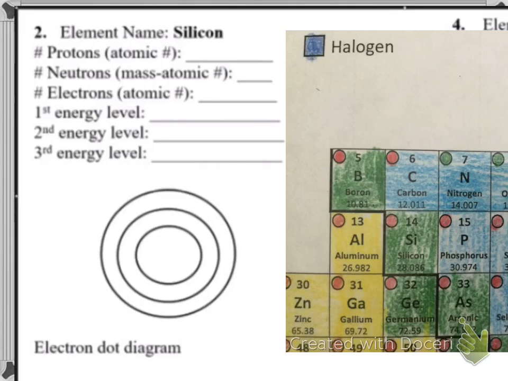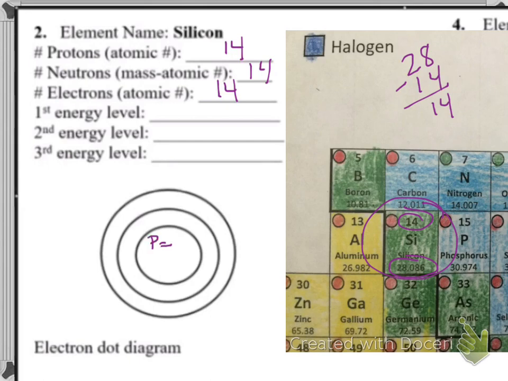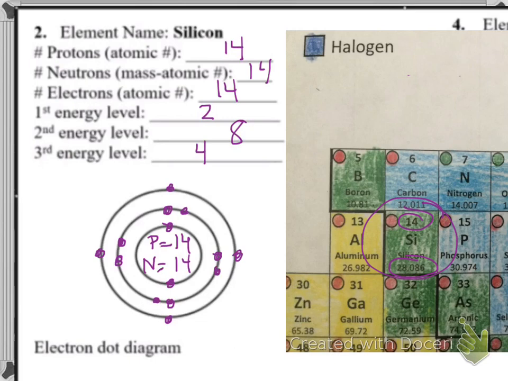Next we have silicon, and silicon is right there on your periodic table. Its atomic number is 14, so if there are 14 protons, there are 14 electrons. If you subtract 14 from 28, you get 14. That's how many neutrons you have. On your Bohr's model, P equals 14, N equals 14. First energy level has 2. Second energy level has 8. And then we count our last 4.